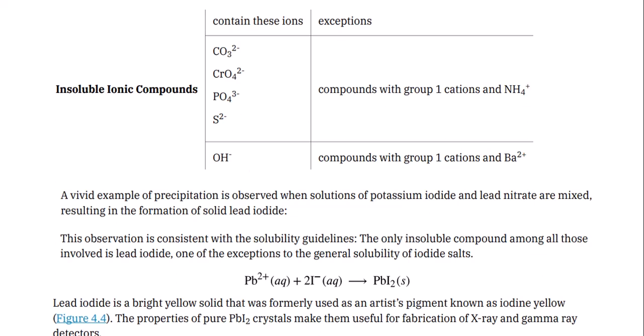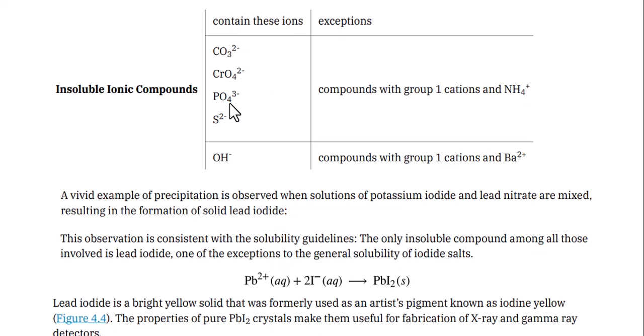Right, for the very first time we have some problems here. A vivid example of precipitation is observed when solutions of potassium iodide and lead nitrate are mixed, resulting in the formation of a solid lead iodide. Okay. This observation, the reaction in here is consistent with the solubility guidelines.